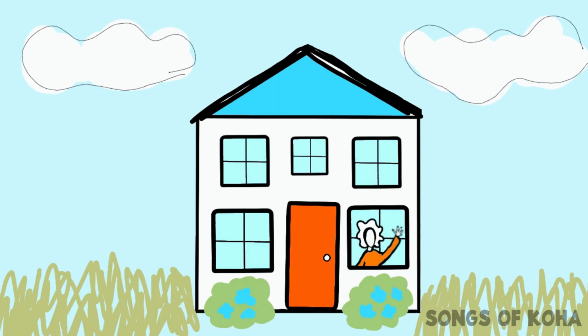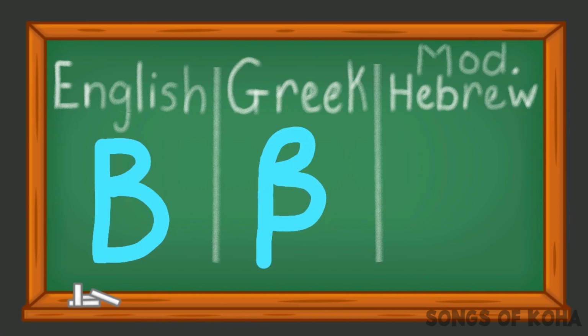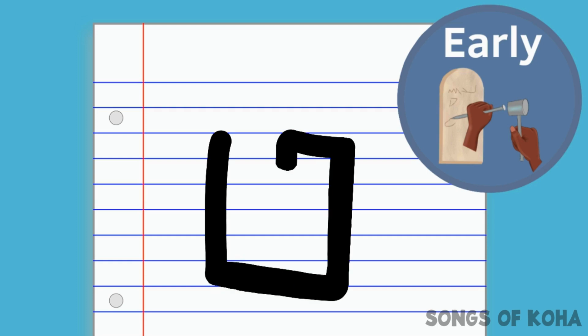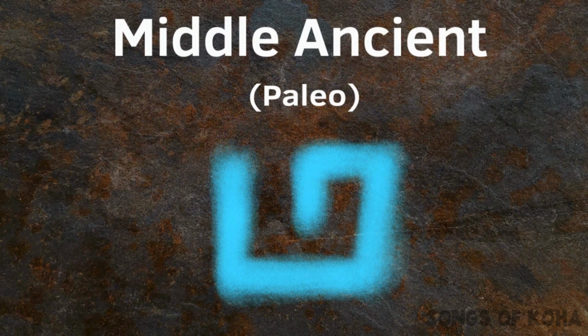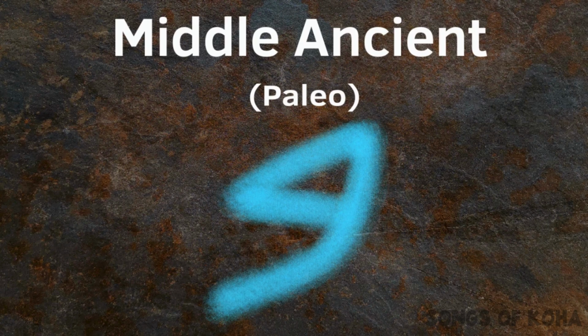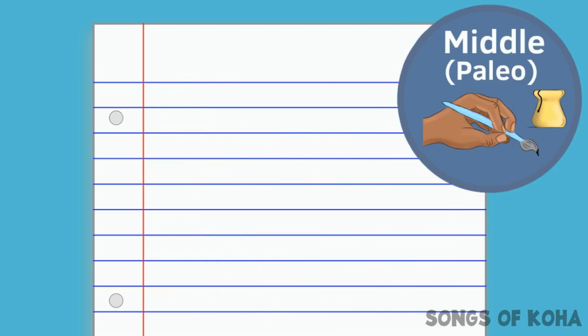For example, I'm in my house. This letter is the modern equivalent of B, beta, or bet in the modern Hebrew. Can you draw the early ancient Hebrew character for bet? Remember, it's just a simplified floor plan. Excellent work! Now let's do the Paleo-Hebrew character. Just turn it sideways, close in this gap, and there you have it. The Paleo-Hebrew character for bet. Your turn. Can you draw the Paleo-Hebrew character for bet?